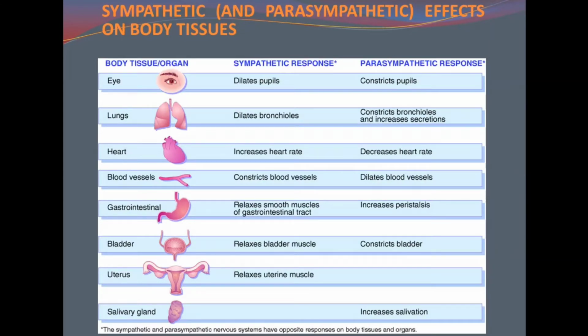This figure shows the effect of sympathetic nervous system on different parts of the body. Like on eye, the system causes mydriasis, that is dilatation of the pupils. On lungs, it causes dilatation. On heart, it increases the activity of heart, that is increases the heart rate, increases the contractility, increases the conduction. On blood vessels, the system causes constriction, while on GI, bladder and uterus, it causes relaxation. However, there is no effect on salivary glands.